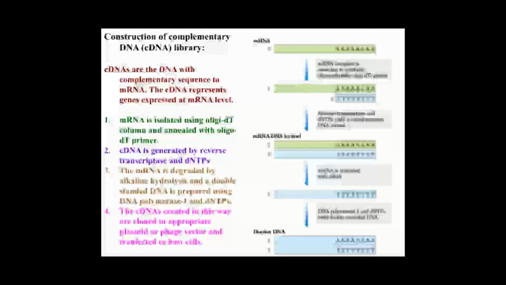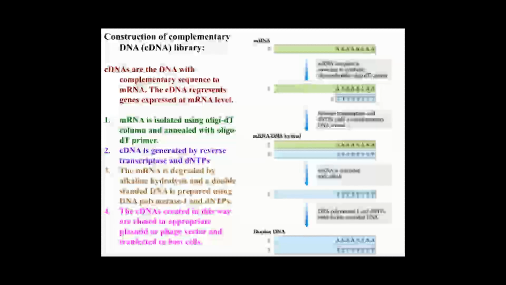The final step involves cloning these cDNAs into appropriate vectors, such as plasmids or phages, which can then be introduced into host cells through transfection. This process allows us to create a cDNA library, a collection of cloned cDNAs representing the actively expressed genes in a cell or tissue. By understanding this process, we see how cDNA libraries are powerful tools for studying gene expression, isolating specific genes, and even producing recombinant proteins. This step is fundamental in molecular biology research and has broad applications in biotechnology and medicine.